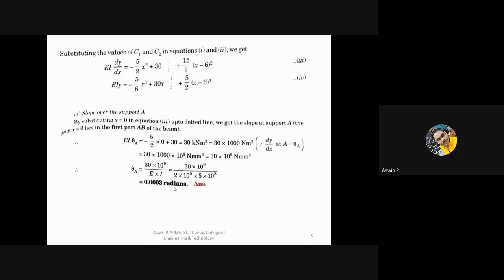This is a very important problem for your examination. You should be very thorough with this kind of problem. Even if you get more problems like this from any textbook or Google, please try to solve them in the manner we have mentioned. You can take the distance small x either from the left hand side or the right hand side as you wish.